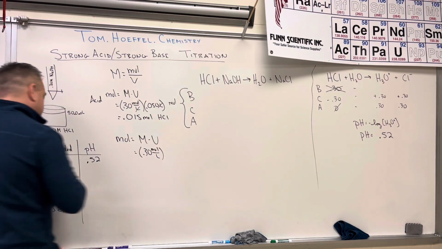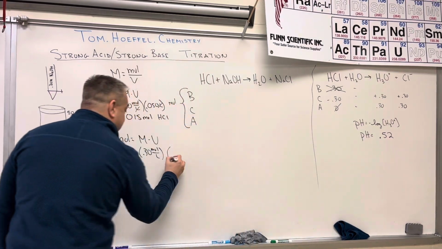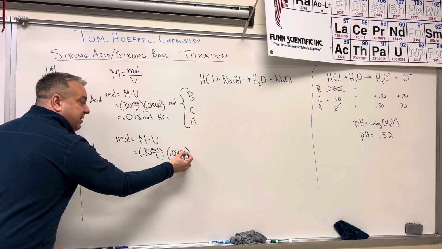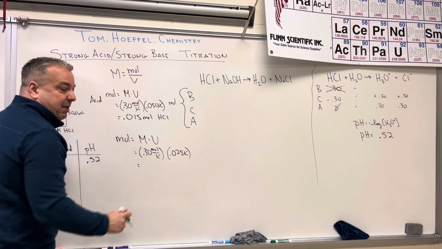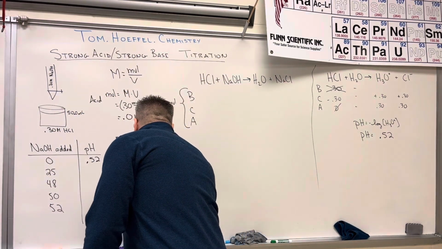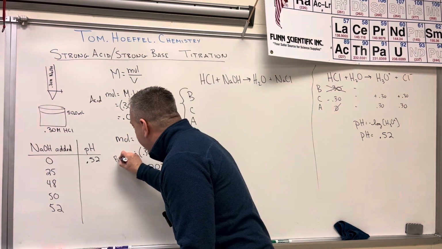But at this point, we've only added 25 milliliters. So I'm going to convert that to liters, 0.025 liters. Still, the liters cancel out, and I'm going to be left with moles. The amount of moles that comes out to be 0.0075, and that's going to be moles of my base.